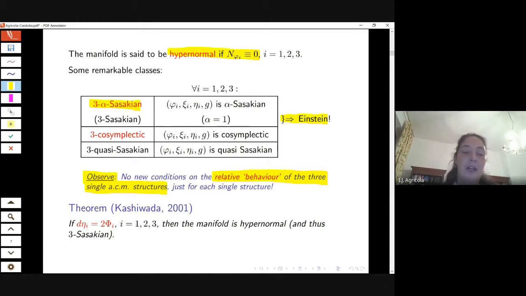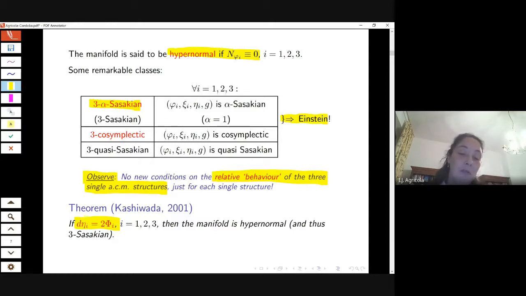And now, a theorem by Kashiwara, which is actually quite surprising, is that if you require the contact condition, d eta_i equals 2 Phi_i, then the manifold is automatically hypernormal and therefore 3-Sasakian, which for almost contact metric manifolds in dimension 2n+1 is totally wrong, right?